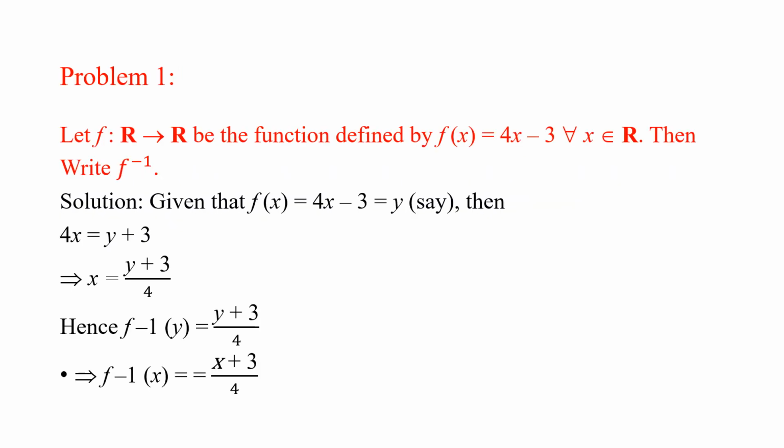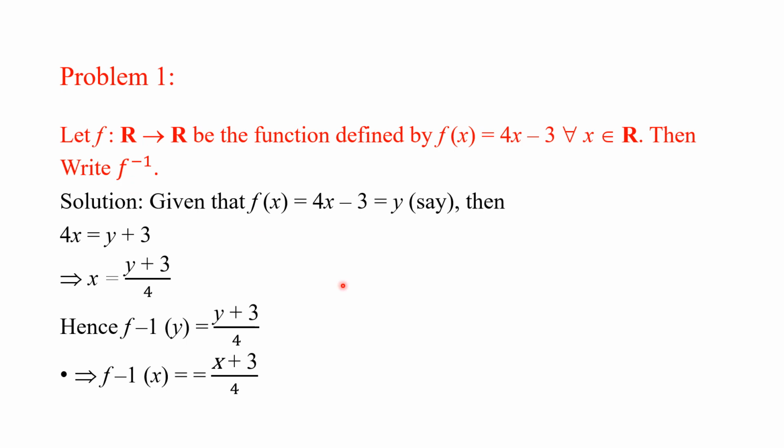Problem number 1. Let f from R to R be the function defined by f of x is equal to 4x minus 3 for all x defined in R. Then write f inverse. So it's just a basic part A question. So how am I going to write that f inverse?